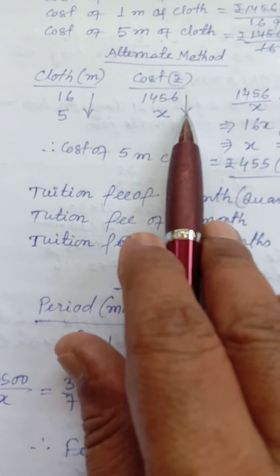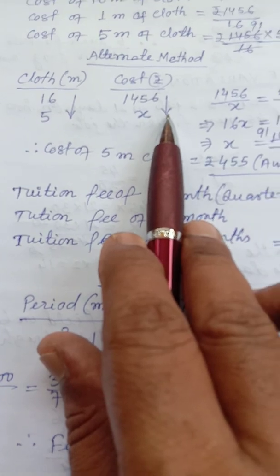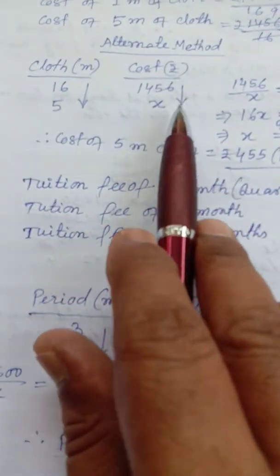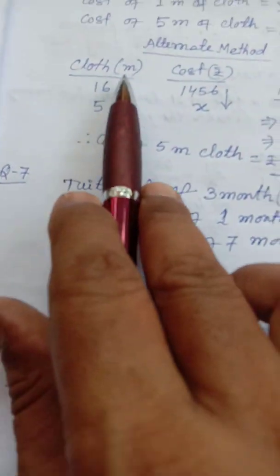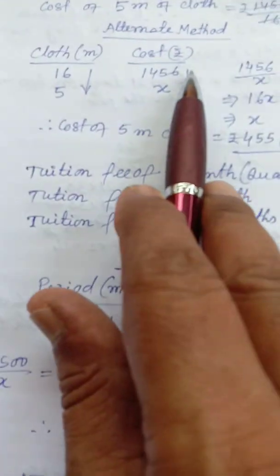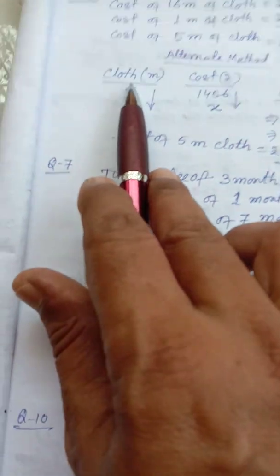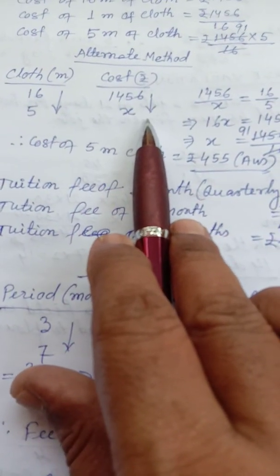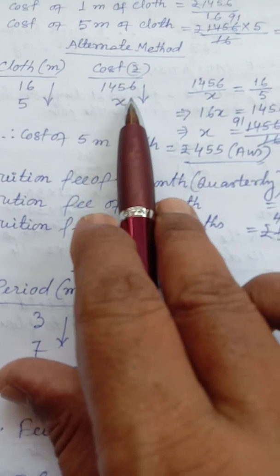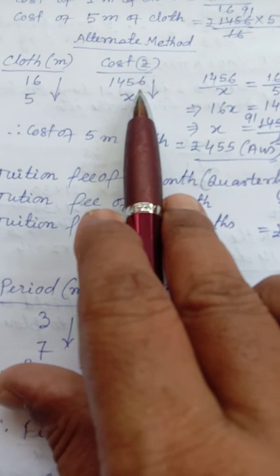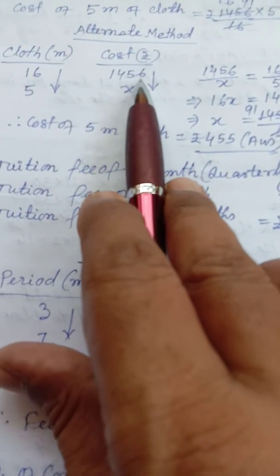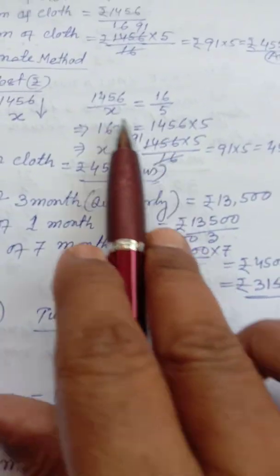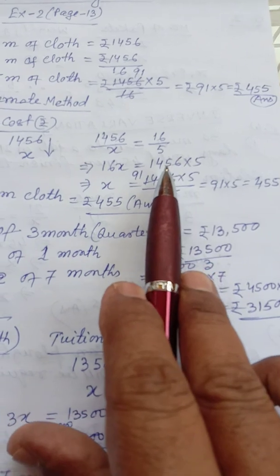First the arrow goes towards x, then as it is a direct variation sum, the arrow's direction will be the same, towards x, downwards. Here it is downwards, here also downwards 60. So you can write 1456 divided by x. Now you have made a ratio, a fraction. Ratio is also a fraction, no? So 1456 by x is equal to 16 by 5. Now go for cross multiplication and find the value of x.